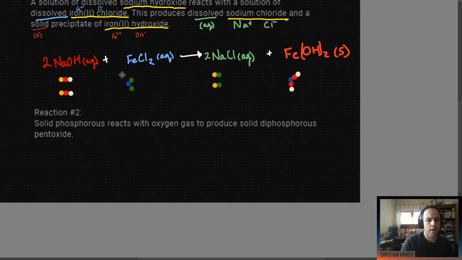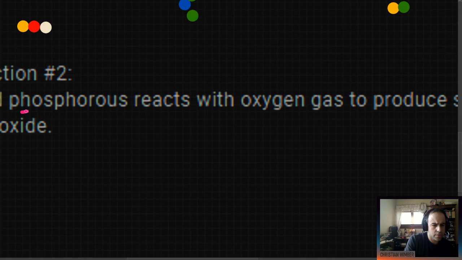All right, one more. This one's a pretty simple one. Let's try this one out as well. Solid phosphorus. So phosphorus, we'll make pink here. Oxygen will make kind of a green.